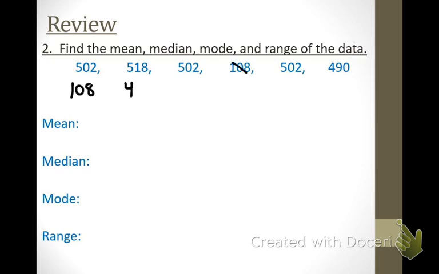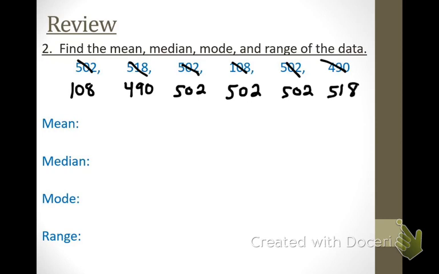Next up is 490, 502, 502, another 502, and 518. Once again, try to pause the video and see if you can figure out. Remember what these 4 different things mean. If you are struggling with remembering it, you can pull out your notes from 3.1 to help you.